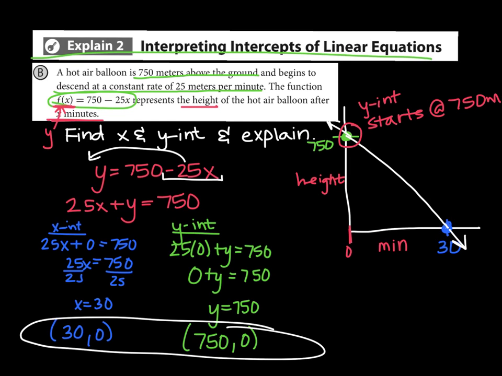I'm getting that from my problem. Off the ground. And then we can say that it ends, so at 30 minutes, you can see that the height is now 0. So my x-intercept down here is that it lands after 30 minutes. You may also be able to figure out those things just from the problem without having to graph, but we'll talk about that more tomorrow.